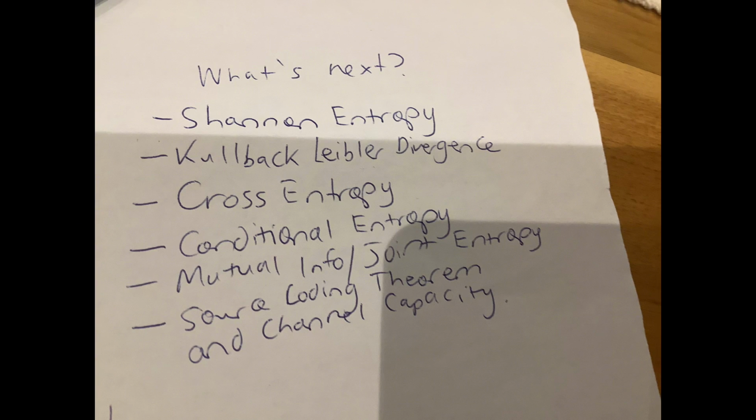So what's next? Later on in this series, I'll discuss Shannon entropy, Kullback-Leibler divergence, cross entropy, conditional entropy, mutual information, joint entropy, source coding theorem, and channel capacity, and more.